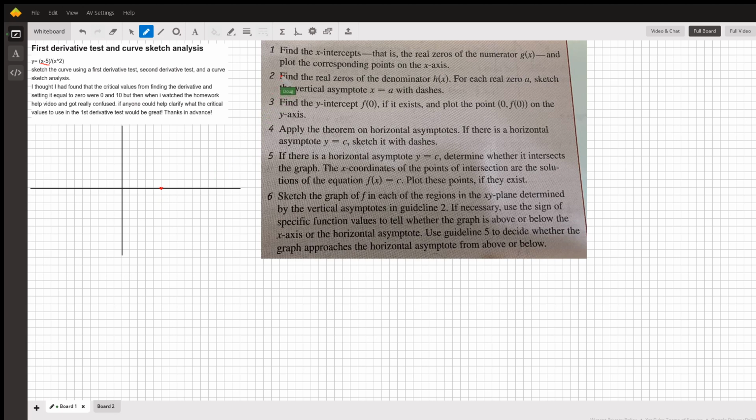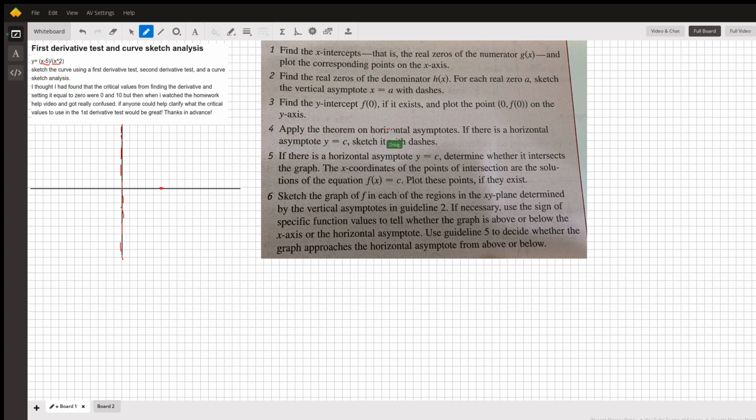Find the real zeros of the denominator. Well, the denominator only equals 0 when x squared equals 0 or x equals 0. That means that the function is undefined when x is 0, so we have a vertical asymptote. The only one. Third, find the y-intercept. When x equals 0, what does y equal? When x is 0, we're undefined, so there is no y-intercept.